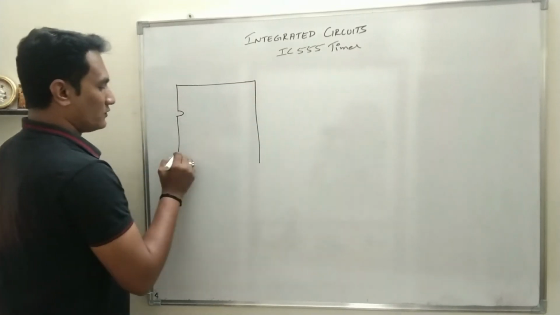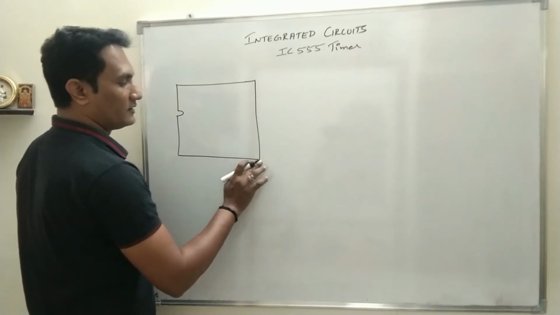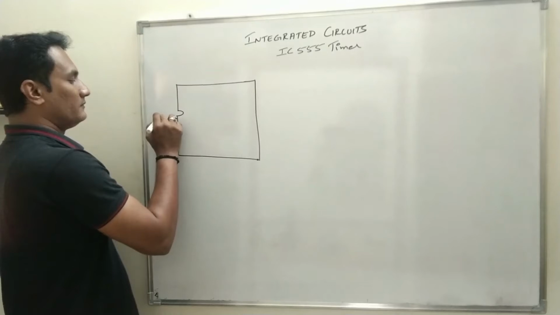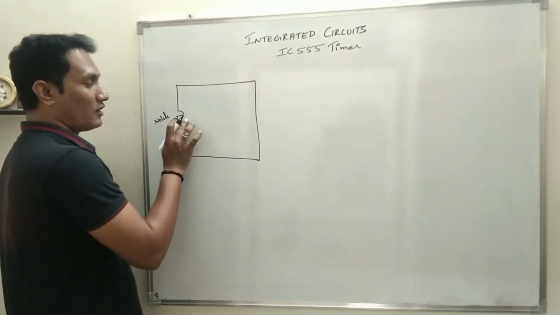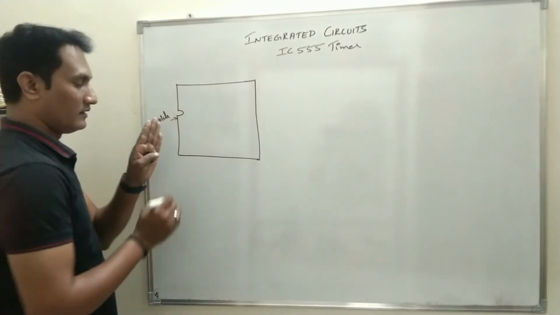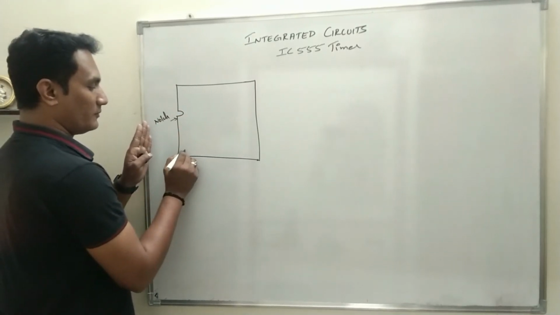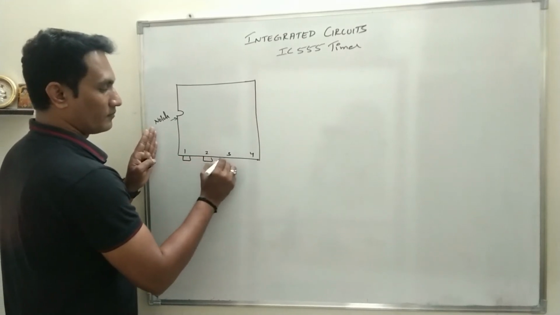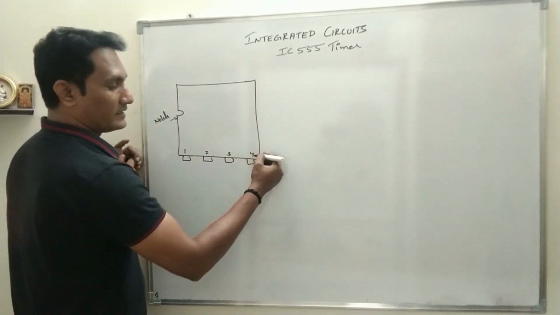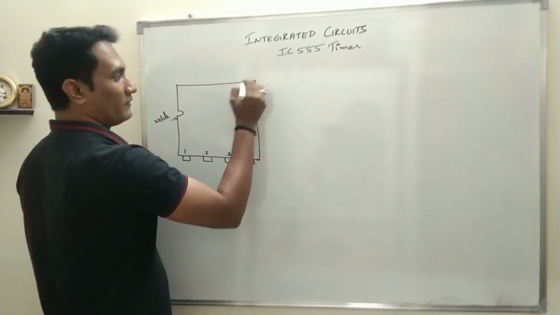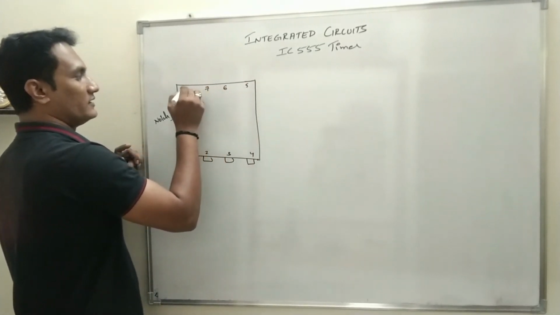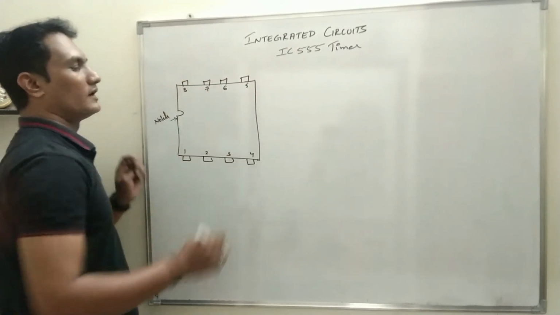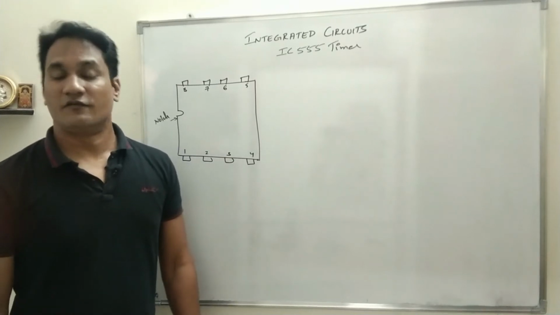Okay, so this is the basic structure of an IC chip. There will be a notch on one side, and that notch has to be kept on our left hand side. Just below the notch there will be pin number 1, this is 2, this is 3, this is 4, and exactly above 4 we'll have 5, then we have 6, then 7, and then 8.